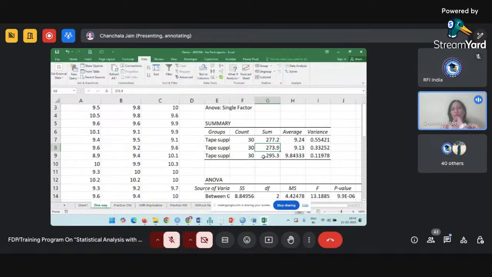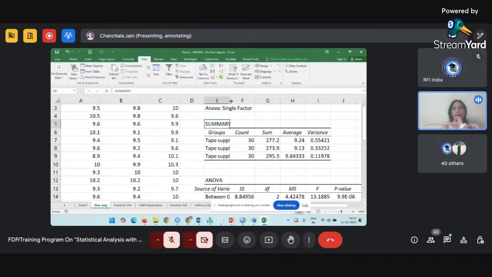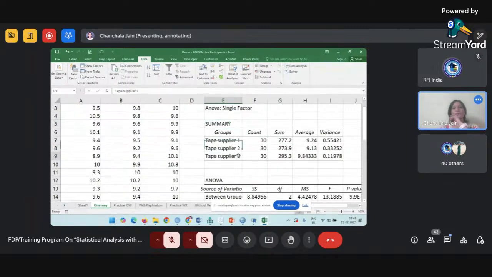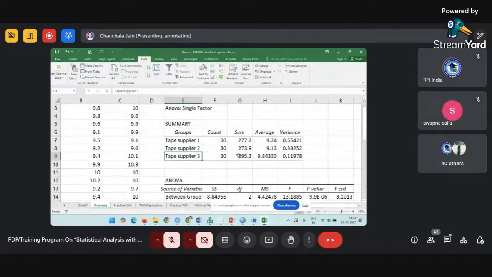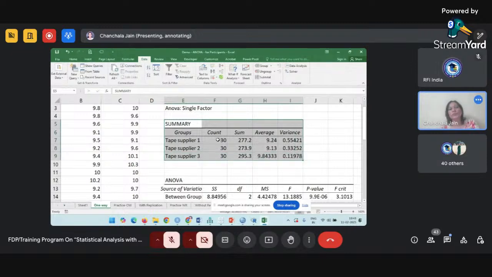Now we'll interpret this output. Everyone have got this? May I start explaining the interpretation part? Yes, ma'am. Fine. You can find here we are having the summary table first, which is telling you the strength. Firstly, for the three suppliers, we are having the 30 samples of the tapes from each supplier. This is the sum of the strength of the tapes. This is the average strength. This is the variance in the strength of the tapes from the three suppliers. This is the meaning of this table.